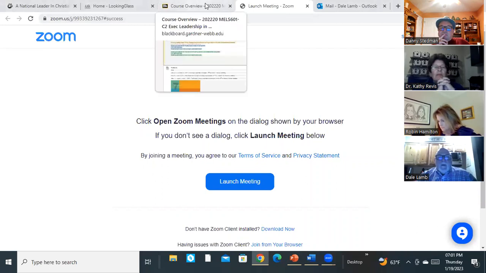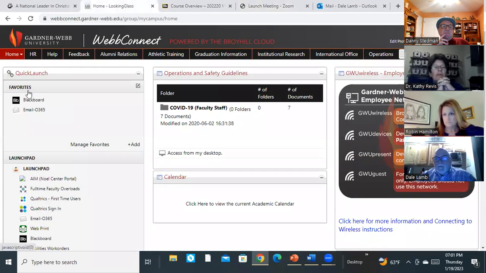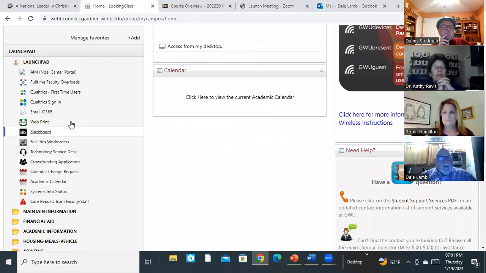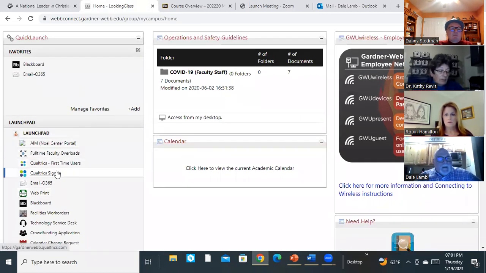When you log in to Web Connect, over here on the left, you'll see in your menu, Qualtrics sign in. Before we meet again next Thursday, go in there and make sure that you've established your Qualtrics account. You'll have to do it off of your Gardner Webb email, and we'll be learning about that. This is just a survey instrument that we use, making surveying and analyzing our results much more valid and reliable. So make sure you do that again. Go in and establish your first-time user account, and then we'll work on that next week.